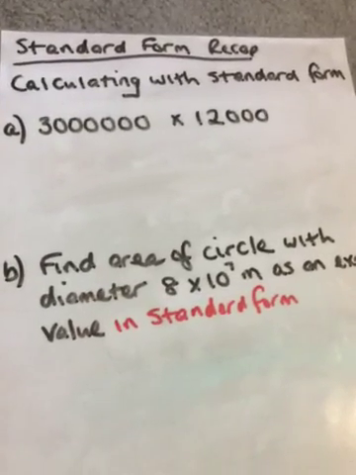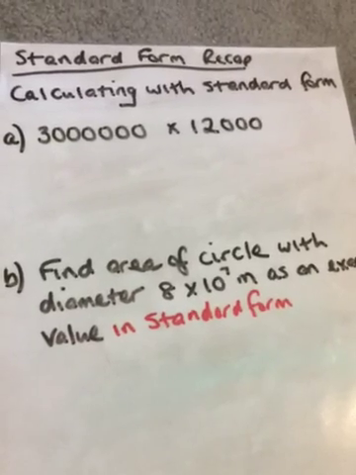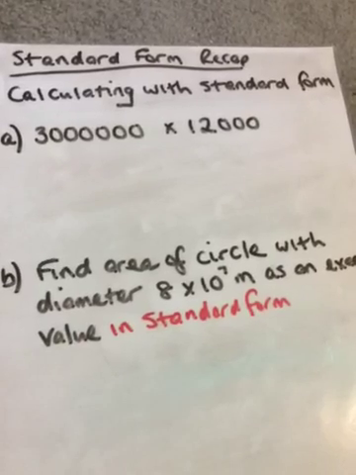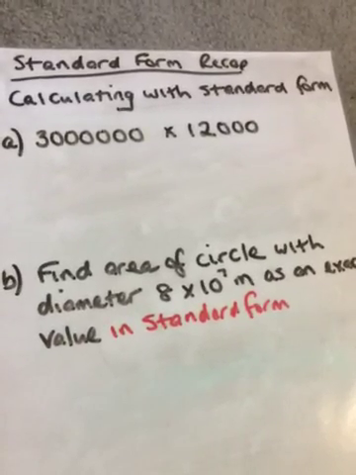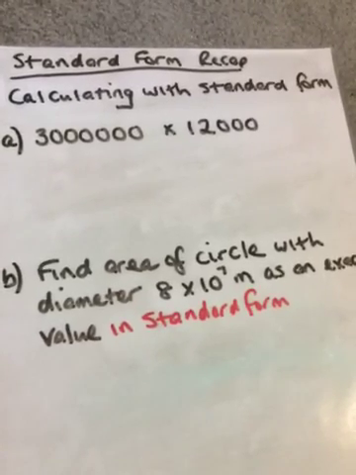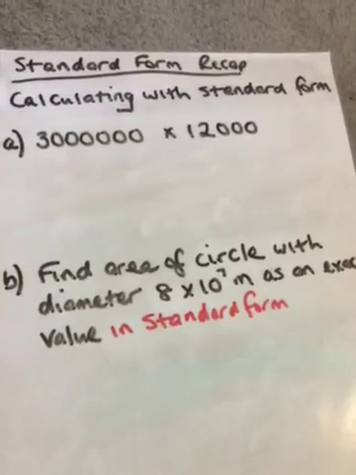So last video of the morning is on calculating with standard form. So here we've got 3 million times 12,000, and we could do it in a traditional way by multiplying the 12 and the 3 and then writing in all the zeros afterwards, but it's actually easier to convert them into standard form and then use our rules of indices.